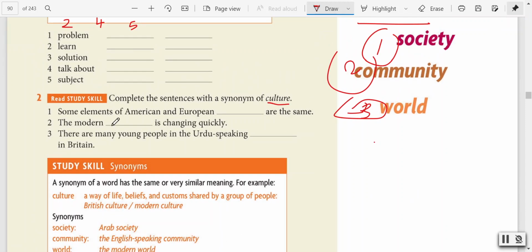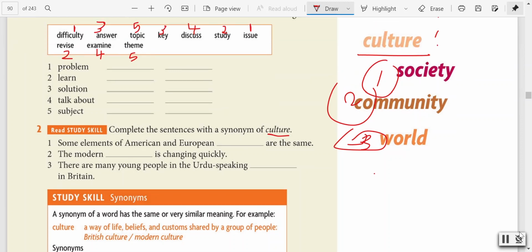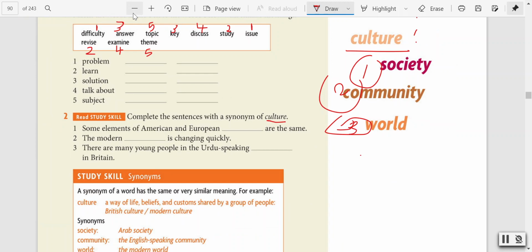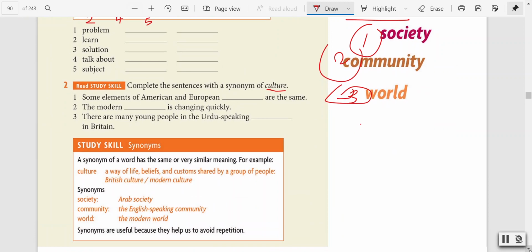Back to exercise number 2. Let us fulfill these gaps by these 3 words that we have, 3 words or cultures synonyms that we have. Okay, some elements of American and European dash are the same. American and European society. Number 1, society.